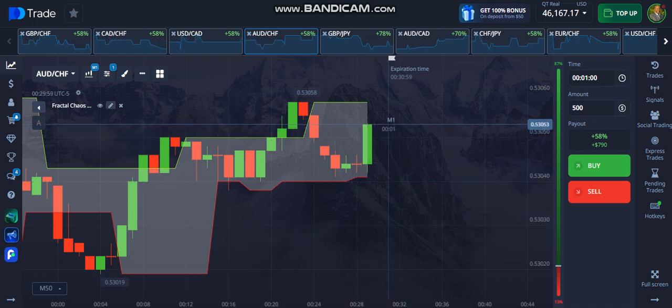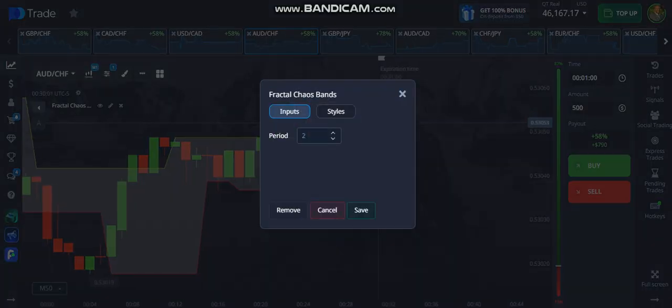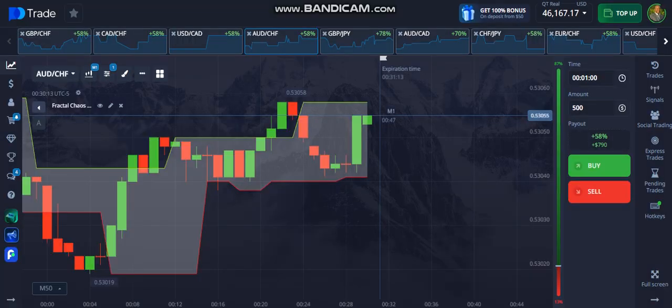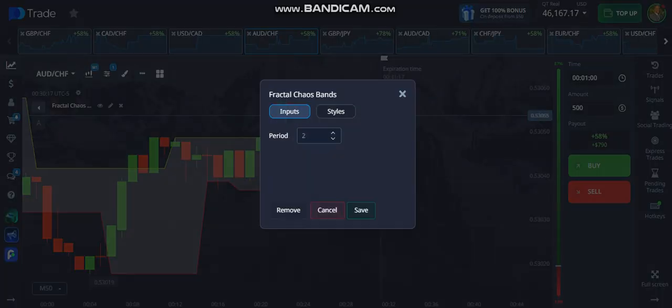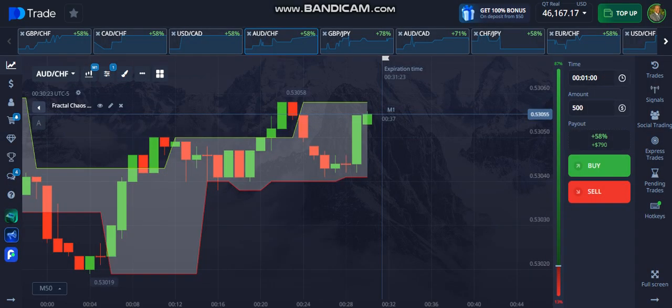The green line represents a dynamic level of resistance, while the red line represents a dynamic level of support. And if we click the pencil icon on the indicator settings, we see that I've set the period to 2, which is the default setting. So we're not going to change the settings on the Fractal Chaos Bands. We'll keep it to 2. And for the background here, the styles, I've set my background to white. The reason why is it makes you see the red and the green lines a lot easier.